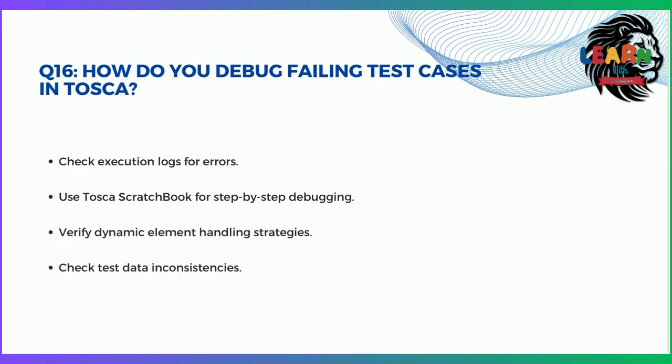Q16. How do you debug failing test cases in Tosca? Answer. 1. Check execution logs for errors. 2. Use Tosca Scratchbook for step-by-step debugging. 3. Verify dynamic element handling strategies. 4. Check test data inconsistencies.